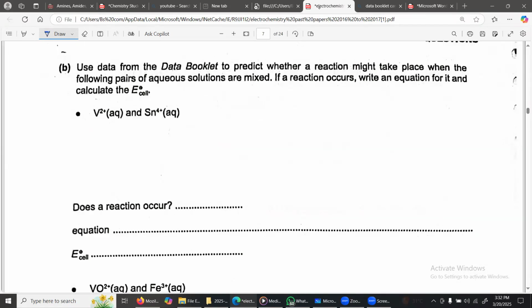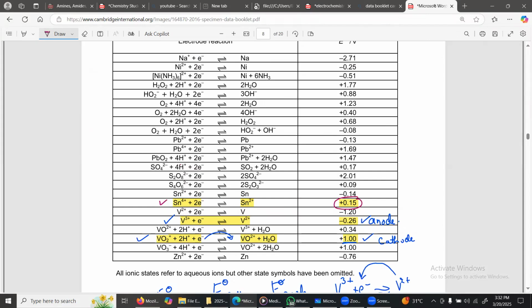Now the second one is V2+. You can see over here that Sn4+ obviously has to convert into Sn2+ because it will gain the electrons. And V2+ is minus 0.26, and obviously this is more negative. If the value is more negative, it means that it will act as the anode, and the other will act as the cathode.